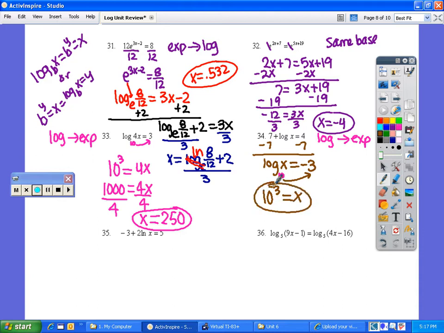That's your answer, but if you want to take it one step further, your calculator will say that 10 to the negative 3 is 0.001. I don't know why they didn't change it to 1 over 1,000, because that's the real answer, but I will take that as well.